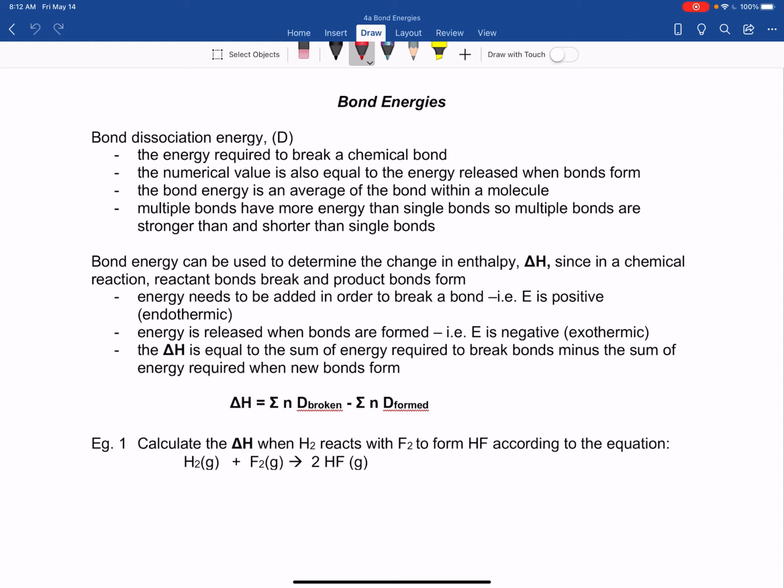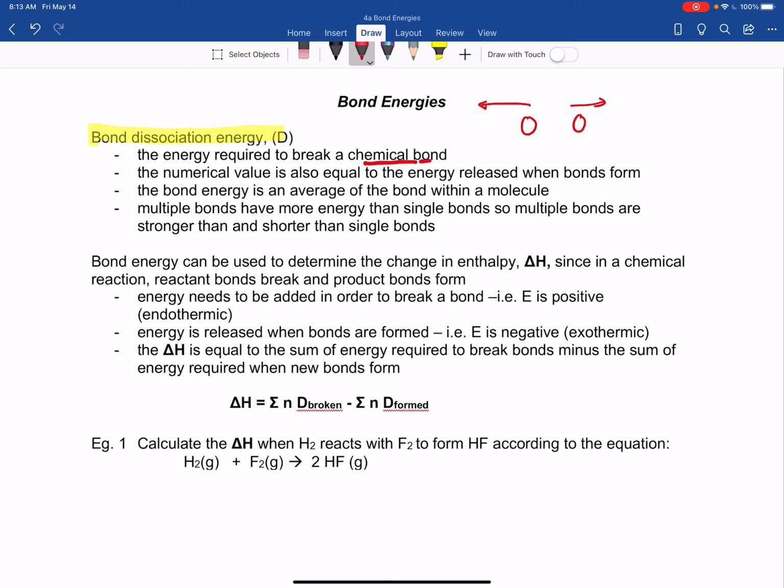thought process behind it. So to start off, bond dissociation energy, which is a term with the variable D, is the energy required to break a chemical bond. Now, remember what a chemical bond is. It's an overlap of orbitals. All right, so you're not breaking it like a glow stick. You're physically just pulling two atoms apart away from each other, right? And the amount of energy it takes to do that is what the bond dissociation energy is.